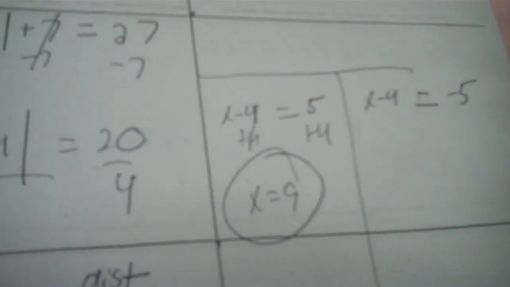So on one side we have x minus 4 equals 5. On the other side I go x minus 4 again, but this side I do negative 5. So I add 4, that equals 9. Negative 5 plus 4 is negative 1.